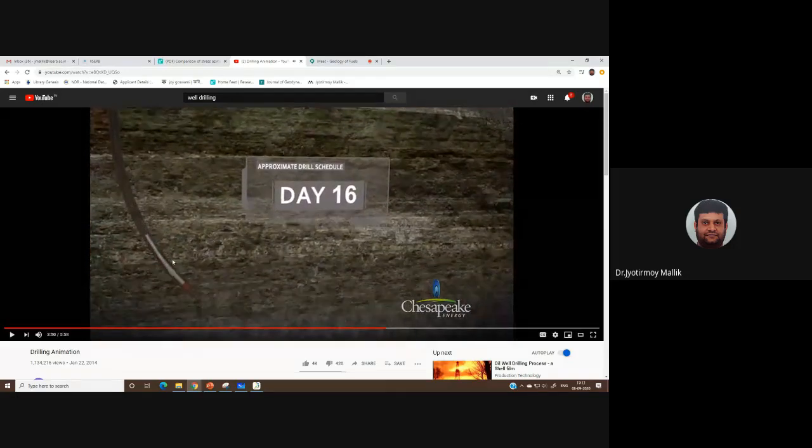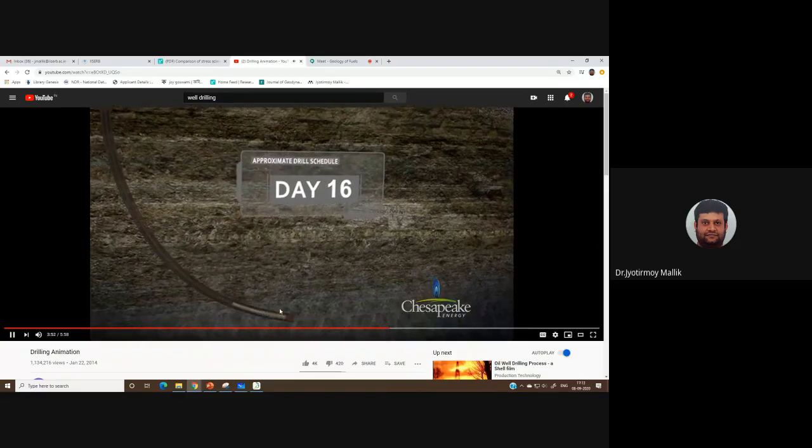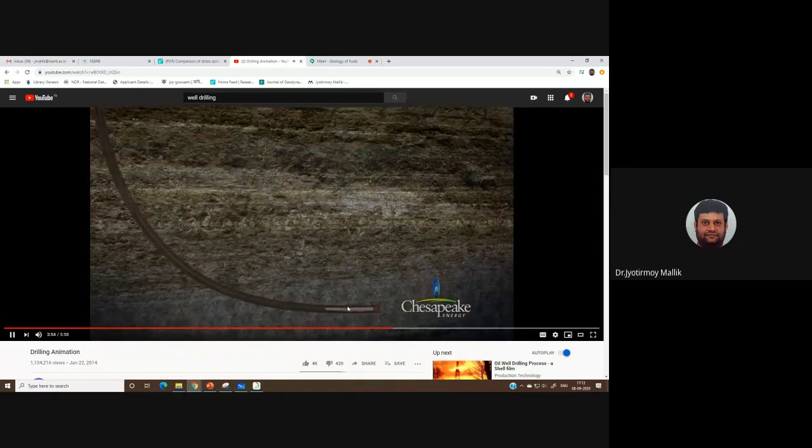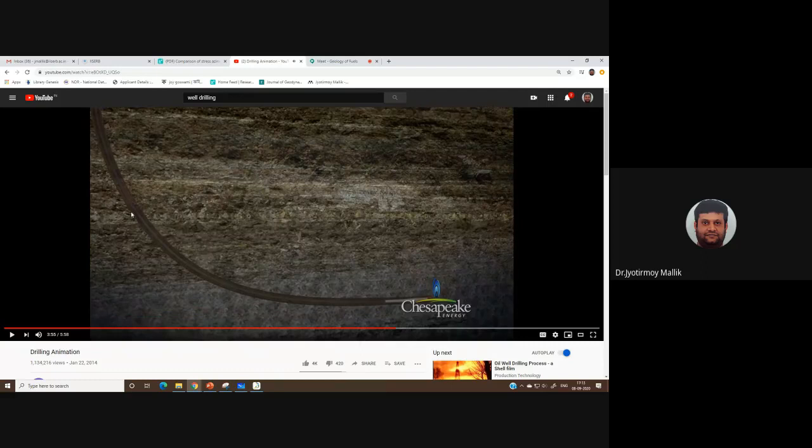Now you see the horizontal drilling is starting. So far we have been drilling vertically. Now the horizontal segment of the drilling is happening. You see. So this is what we call a neck. What we discussed in the last class. This is what we call a neck.